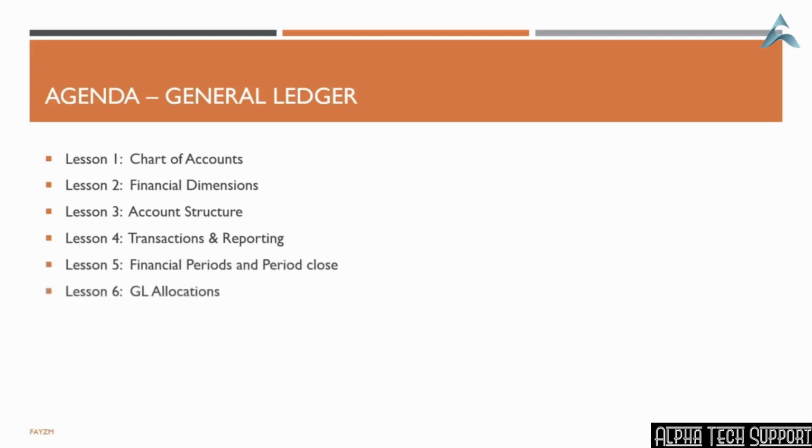And in lesson 6, we'll look at GL allocations, which is basically dividing the expenses that have been incurred, let's say on one ledger account or one department or one financial dimension, and allocating it out to the rest of the departments or to different ledger accounts. In lesson 7, we'll look at intercompany accounting, which is basically a transaction that impacts more than one legal entity within Dynamics 365. And lastly, in lesson 8, we'll look at how we can consolidate the financial results coming in from different legal entities into a single legal entity.